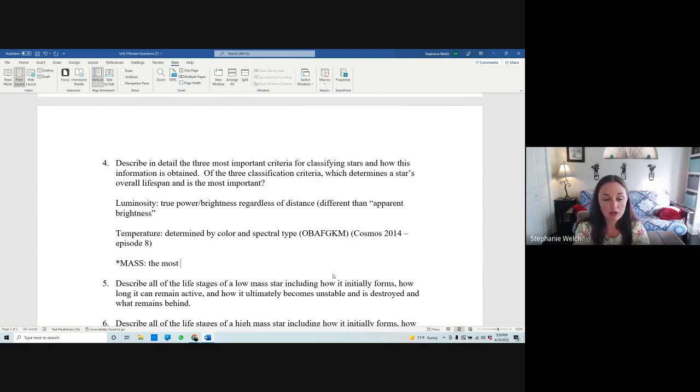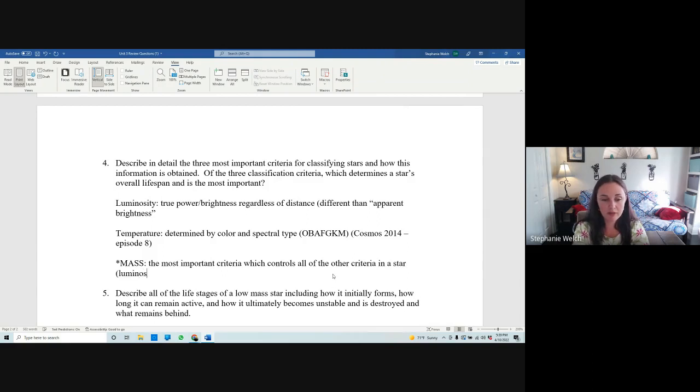Mass is the most important criteria which controls all of the other criteria in a star, like luminosity and temperature. So in other words, a high mass star is going to be both brighter and hotter than a low mass star. So ultimately it's all coming back to mass, but the caveat here is that mass is very difficult to directly measure.